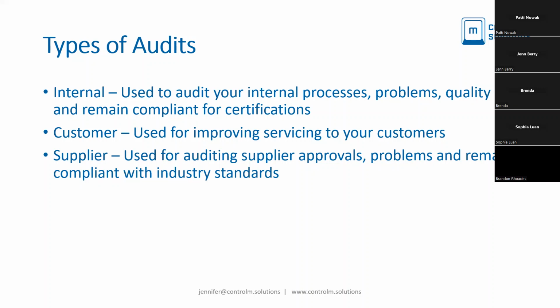Internal audits can be used to make sure you are complying with certifications or industry standards. Some examples of internal audits would be your SQF, your ISOs, your HACCPs, GMPs, IATFs. Supplier audits, which is what we are addressing today, can be used to ensure your supplier is conforming to all your requirements of them, and specific supplier records can be linked to them as well.